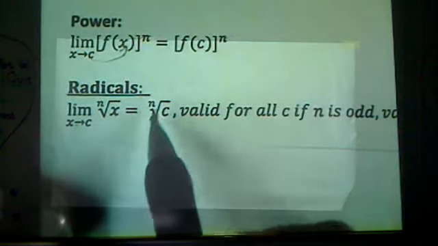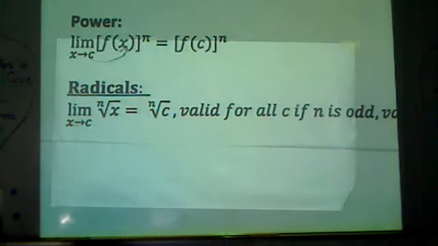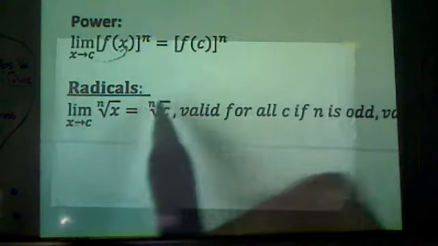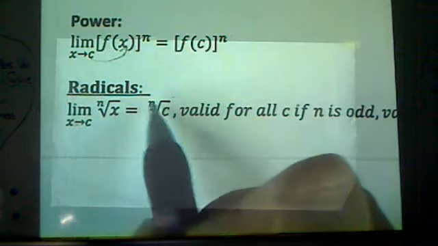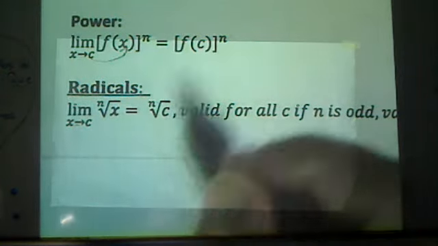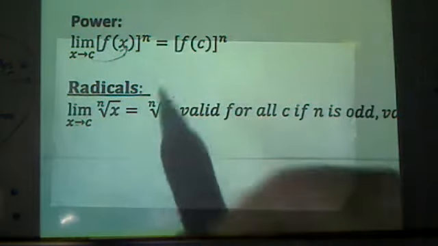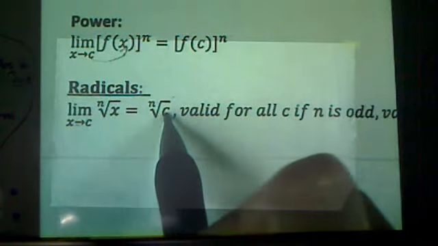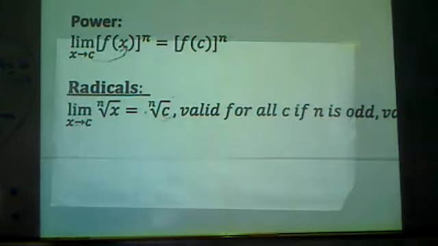Here's the deal. Since it's a radical, you have to think about times when radicals can't be certain things. They have a domain. If n, the index, is even, so a square root, a fourth root, an eighth root, remember, you cannot have a negative number. So all your c values have to be greater than 0. If n is odd, so a cube root or a fifth root or a seventh root, then c can be any number at all.